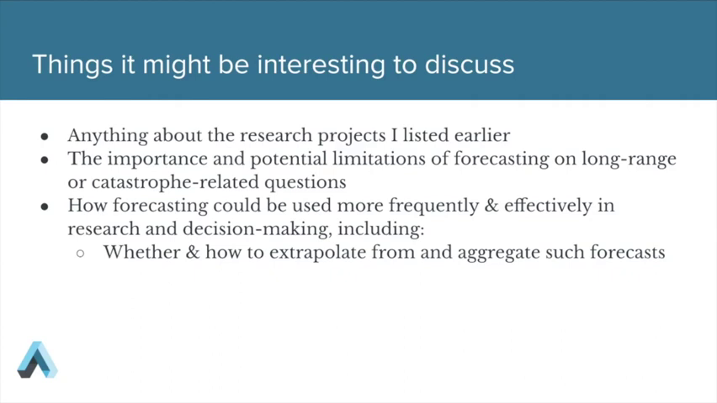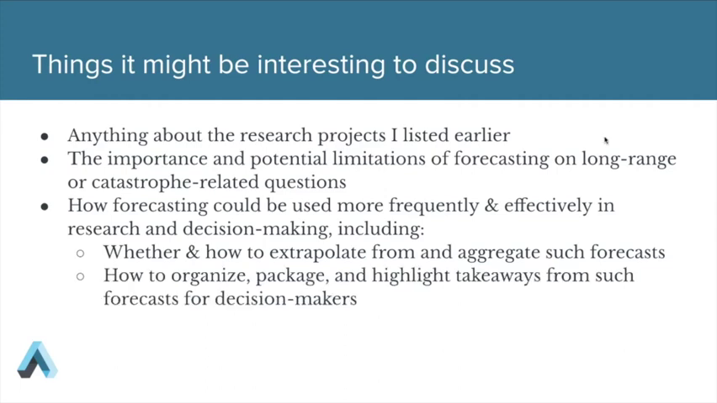This would be very useful for my database thing. I'm currently pretty unsure. I've done a lot of extrapolations and aggregations. I've thrown a lot of numbers around and tried to get bottom lines, but it's hard to know how best to do that. How to organize, package, and highlight takeaways from forecasts for decision makers. You don't want to just send them, here's a list of 40 things, try to sift through it all and form a belief. You want to figure out how to package it for them.